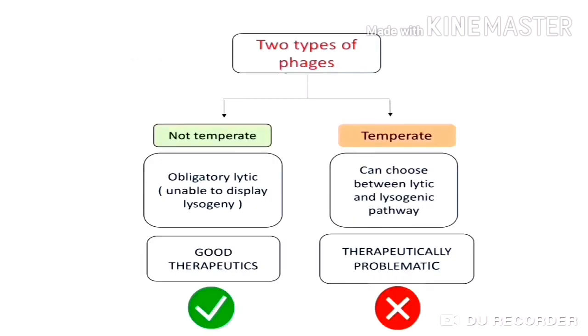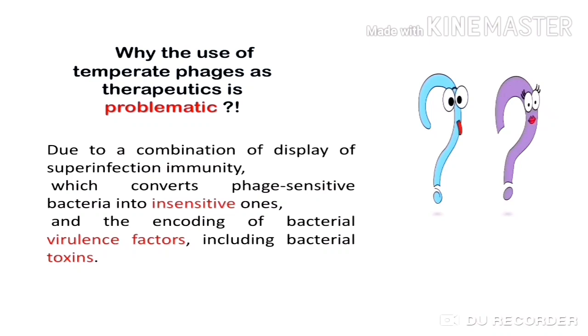So we have two types of phages, non-temperate and temperate phages. Non-temperate we define as obligatory lytic, which means it will release from the infected cell via lysis and is unable to supply lysogeny, and this type is good therapeutics. While the temperate phages are bacteriophages that can choose between the lytic and lysogenic pathway of development, and this type is therapeutically problematic. So why is the use of temperate phages as therapeutics problematic?